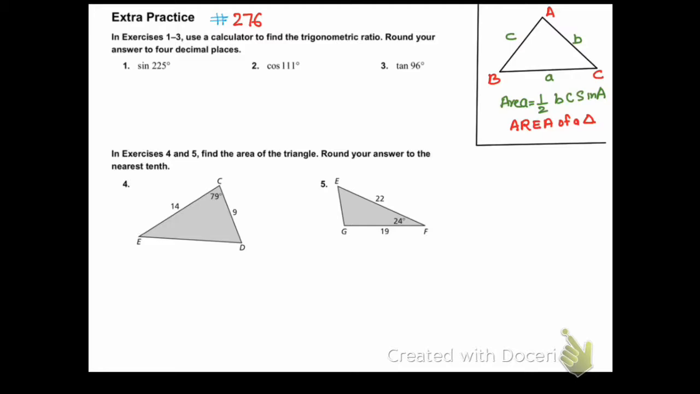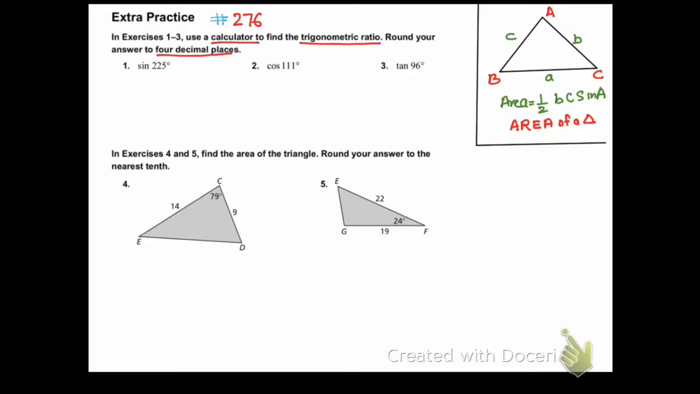Alright, so let's start. What we have to do is use a calculator to find the trigonometric ratio and round the answer to 4 decimal places. Problems 1 to 3 are very simple. Just type in sine 225 degrees. Make sure your calculator is in degree mode.